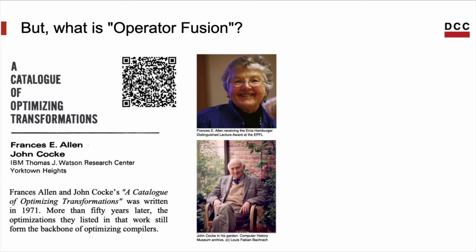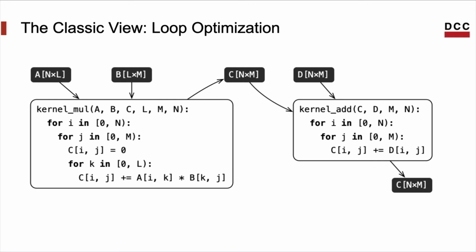Frances Allen was the first woman to win the Turing Award. A lot of her accomplishments were in the domain of compilers, and John Cocke also won the Turing Award some years actually before Allen did it. When they first described fusion, it was in the context of loops. We can fuse two nests of loops as long as they have the same iteration space, meaning that the trip count of the outermost loops are similar.